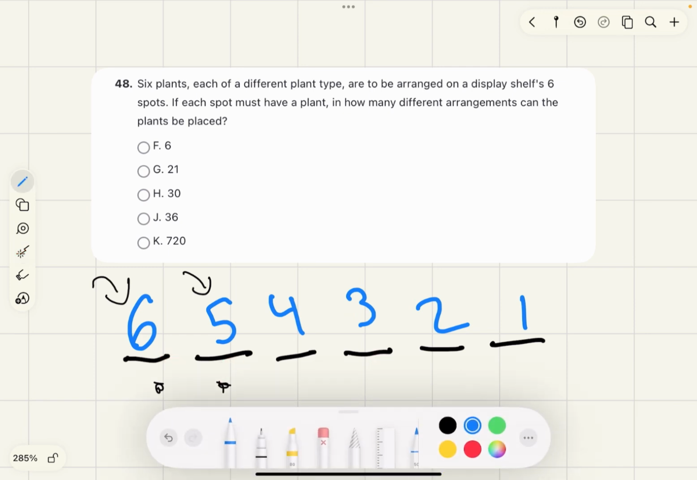And so simply to conclude, all we have to do now is just multiply through. So we could see 6 times 5 times 4 times 3 times 2 times 1. And that should leave us with K, 720.